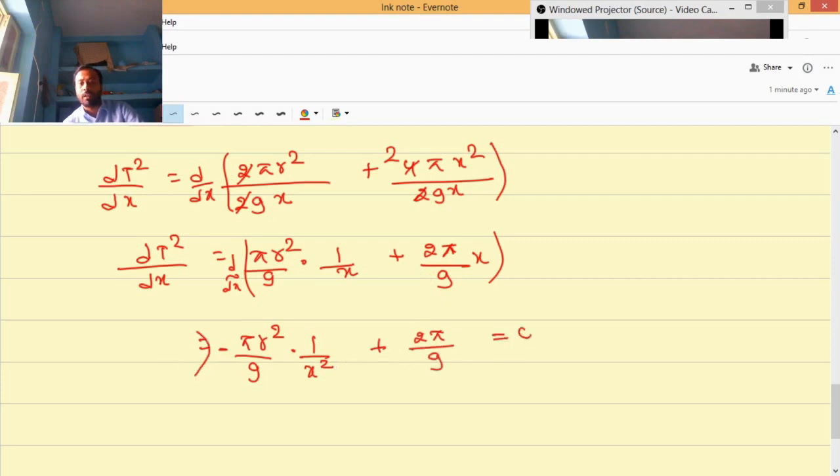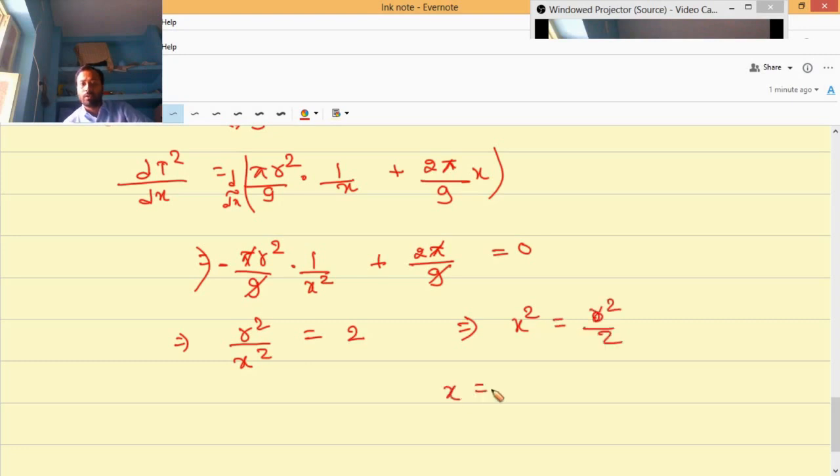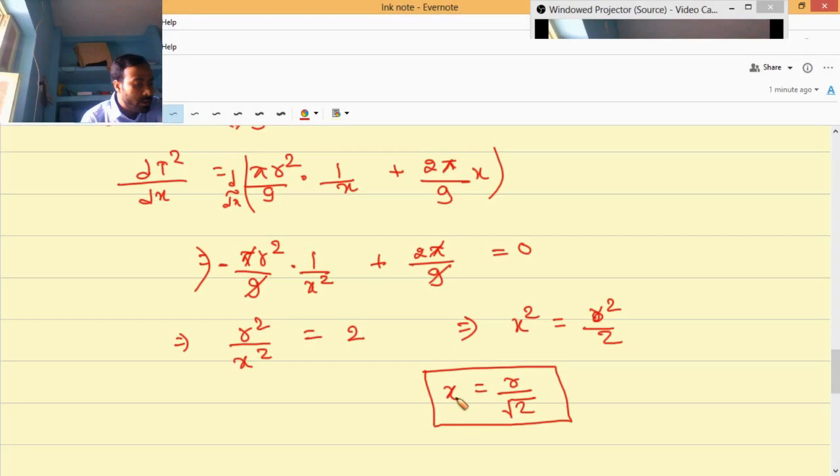So now we have to equate this value equal to 0. Then we will be getting the value of x here. The g value will be cancelled, pi value will be cancelled. So r square upon x square will be equal to 2. If we require the value of x, x square will be r square upon 2. So the value of x will be r upon root 2. So this is the position where the time period will be minimum. So this is part B of our answer.